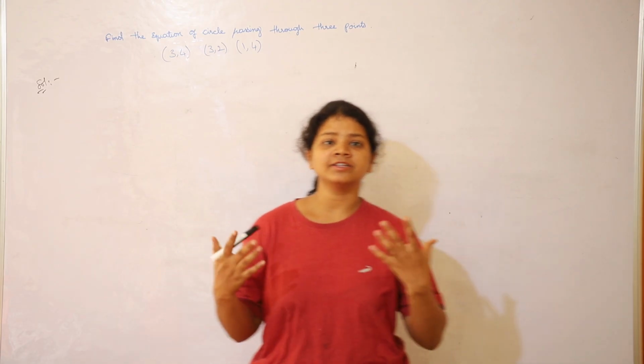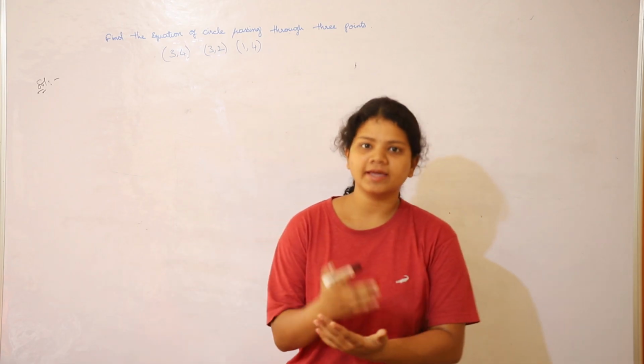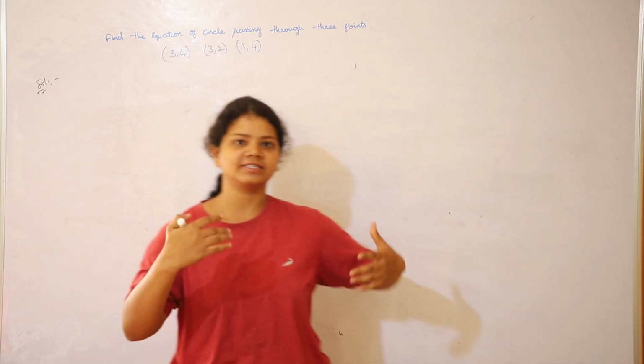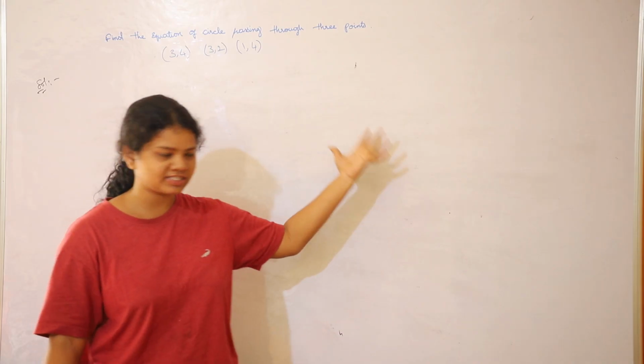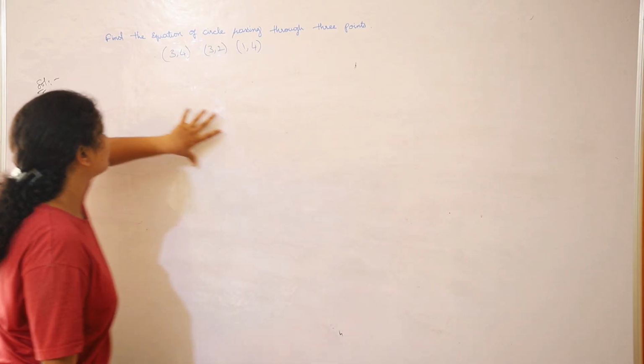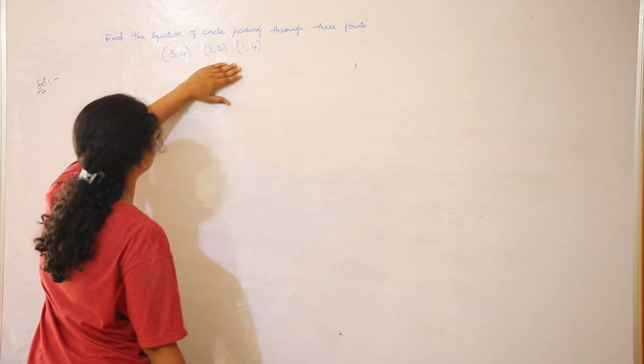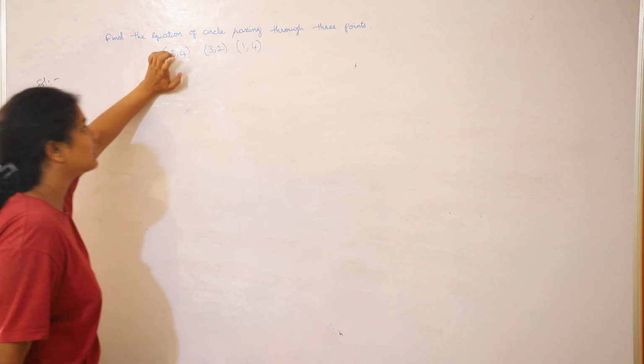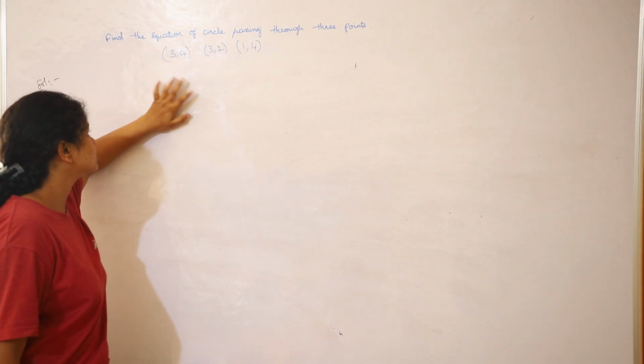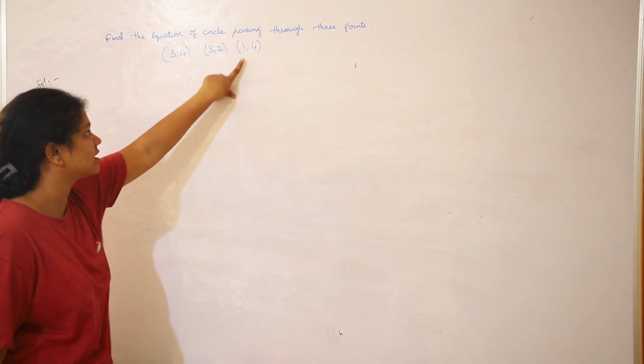Hello guys, and we are going to start Math 2B circles. In this video, we are going to start with LAQs, long answer questions, 7 marks. So here you have the very first question. The question is, find the equation of circle passing through 3 points. The points are (3, 4), (3, 2), (1, 4).